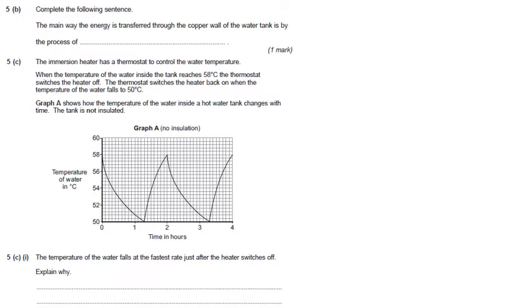5b says the energy is transferred through the copper wall. It requires us to recognise that copper is a metal, and in metals heat is transferred through the process of conduction because of the free electrons.